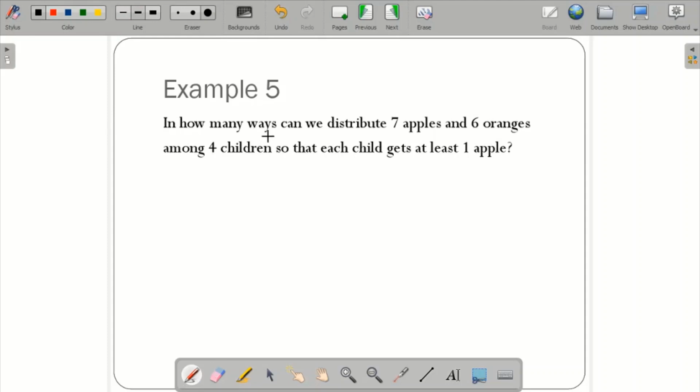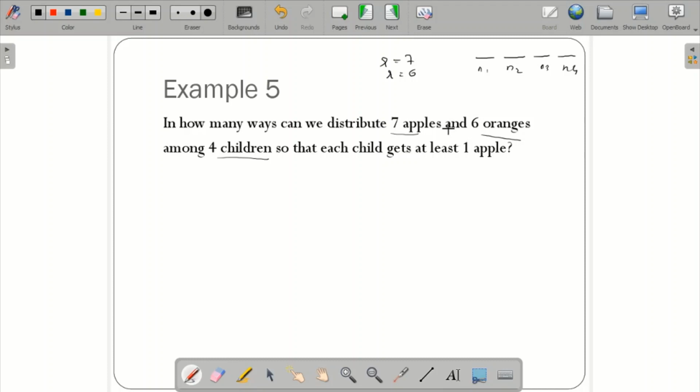Example 5, in how many ways can we distribute 7 apples and 6 oranges among 4 children? So when you see 7 apples and 6 oranges, it is a repetition. So r is equal to 7 and r is equal to 6. Among 4 children, n is distinct, so there are 4 children, that is child 1, child 2, child 3 and child 4. And the condition he has given is each child gets at least 1 apple.